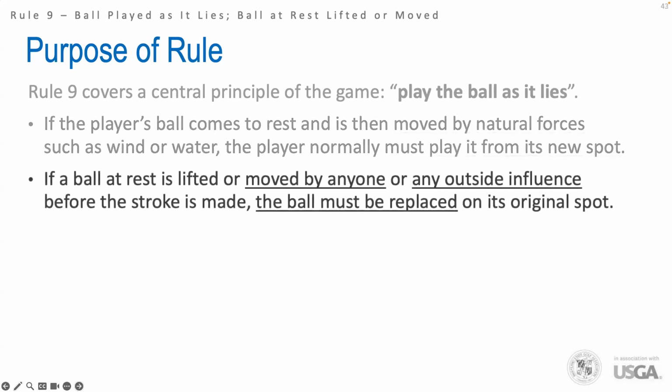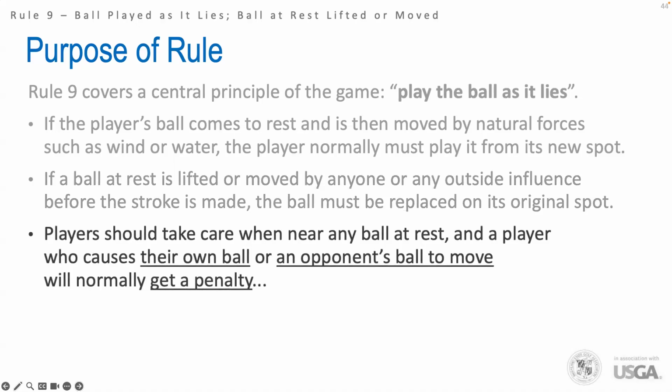So if a ball at rest is lifted or moved by anyone or any outside influence. Here I like to think of "anyone" as an O, and outside influence starts with an O. We're going to see original spot also starts with an O. I think you can see where I'm going with this, but again, it can help you remember while you're out there. Okay, anyone, I'm going to get it back on its original spot.